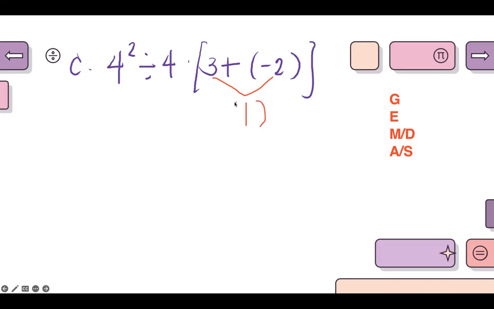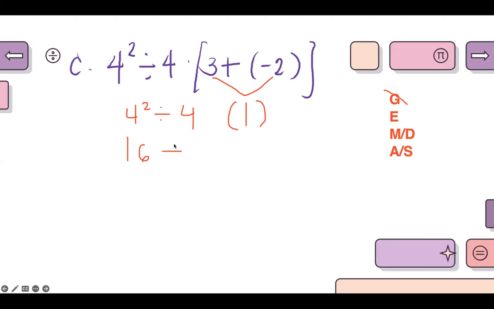Let's put it first inside the parentheses. Okay, because we still have other numbers to simplify. So let's rewrite it. 4 squared divided by 4. Okay, so we're done with the grouping symbol. Next is the exponent. Do we have exponent here in our equation? Yes, so this is our exponent. This is 4 squared, and 4 squared in expanded form is 4 times 4. 4 times 4 is 16.